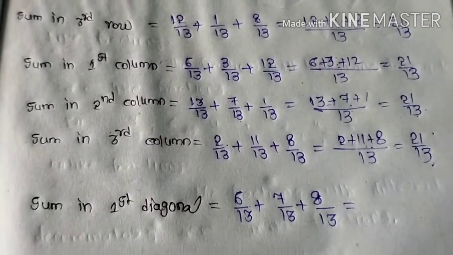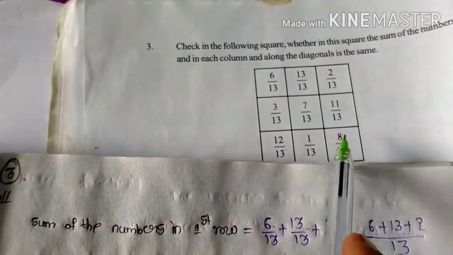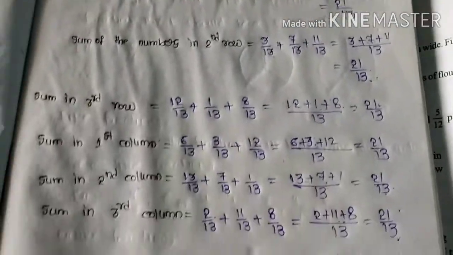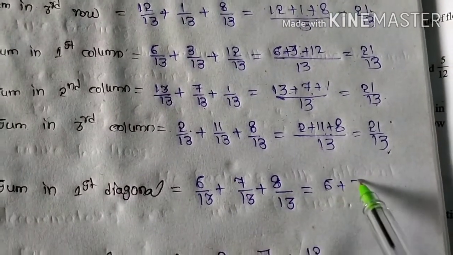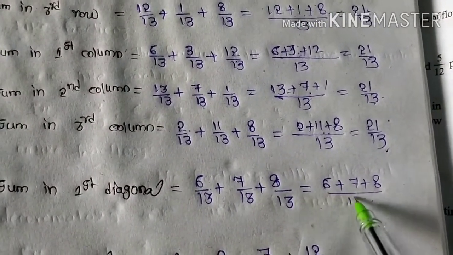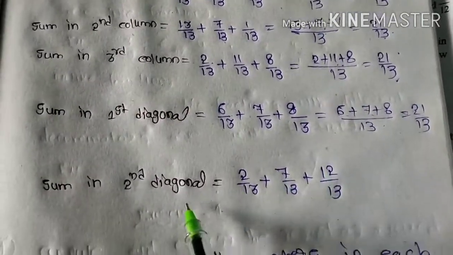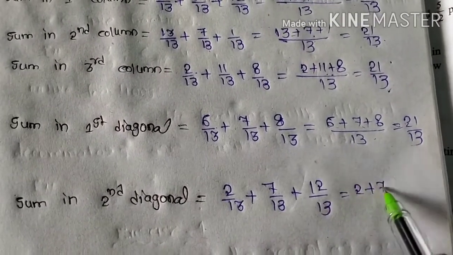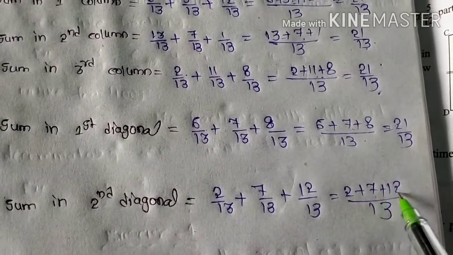In the similar way, you can find the first diagonal sum. First diagonal: 6, 7, 8. This is the first diagonal. Second diagonal will be 2, 7, 12. Just observe here. You can write 6 plus 7 plus 8 by 13. 6 plus 7, 13. 13 plus 8, 21 by 13. In the similar way, the second diagonal. You can take here 2 plus 7 plus 12 by 13. 2 plus 7, 9. 9 plus 12, 21.